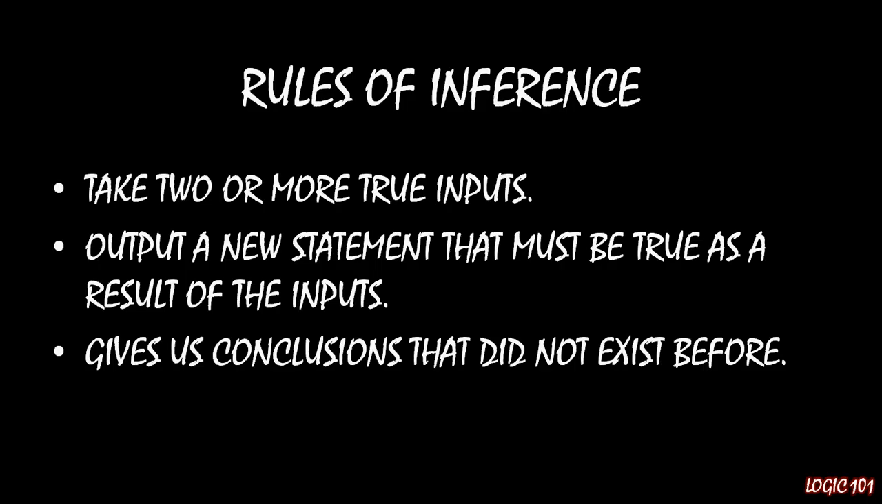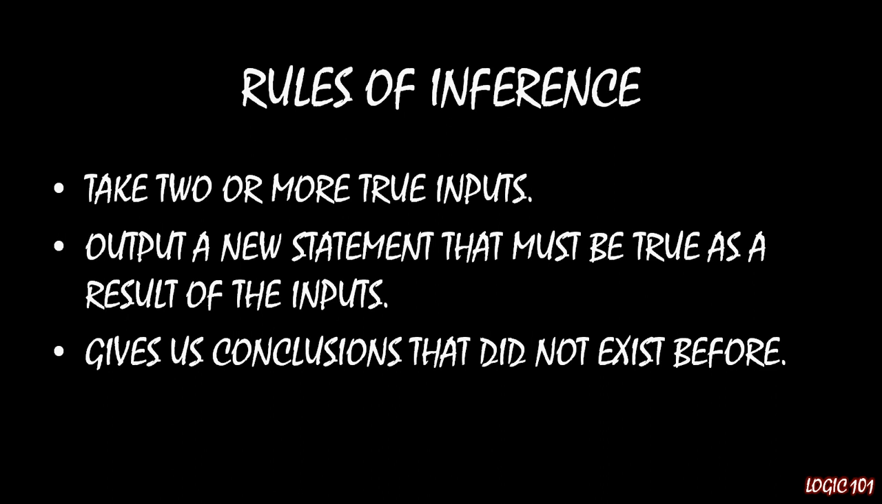Well, what we're going to be doing throughout this unit is starting with two or more inputs. These inputs are true, and we sometimes might refer to these inputs as premises. And then using rules of inference, we are going to output a new statement that must be true as a consequence of the premises. So you have true inputs, you apply rules of inference, and you get a new output that is also true.